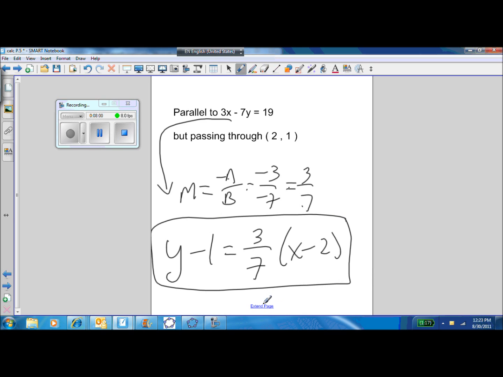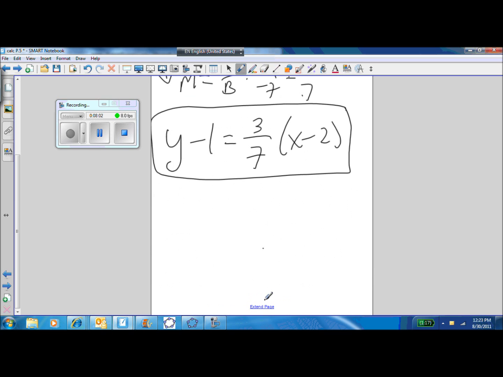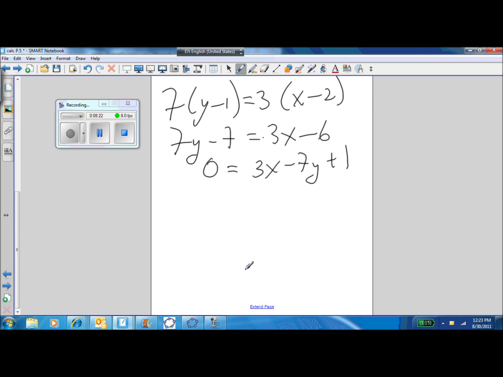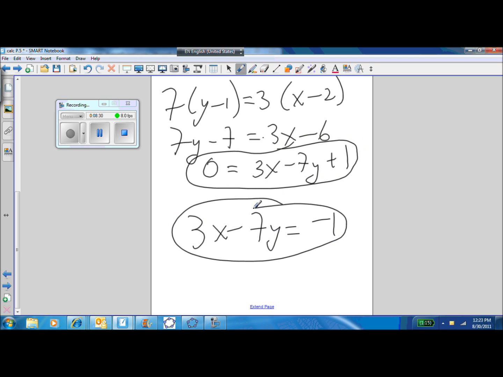And let's practice that a little more. Multiply both sides by 7 to get rid of the fraction. Then maybe distribute: 7y minus 7 equals 3x minus 6. So let's get everything on this side: 3x minus 7y plus 7 minus 6, plus 1, equals 0. Or 3x minus 7y equals negative 1. This is sometimes thought of as standard form, or you can go like this. See, now that's why standard form is much maligned.